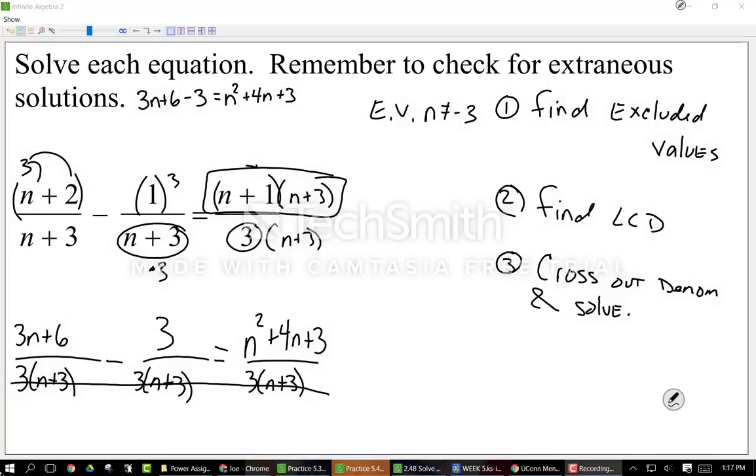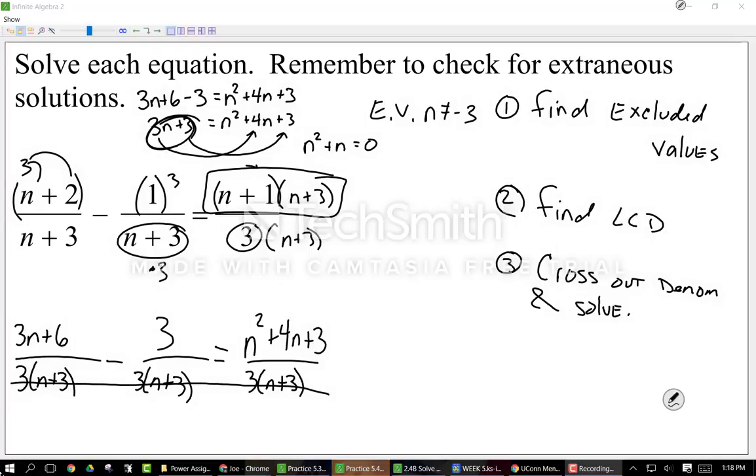Now, if you remember from previous units, this is a quadratic equation because I have an n squared term. How do I solve an n squared term? I need to make one side 0. So what I'm going to do over here is I'm going to combine terms. 6 minus 3 is 3 equals n squared plus 4n plus 3. I'm going to bring the 3 over, bring the 3n over, so I get n squared plus n equals 0, right? Because 3 minus 3 cancels, 4n minus 3n becomes 1n, and then that makes this whole side 0, so that's why I get n squared plus n equals 0.